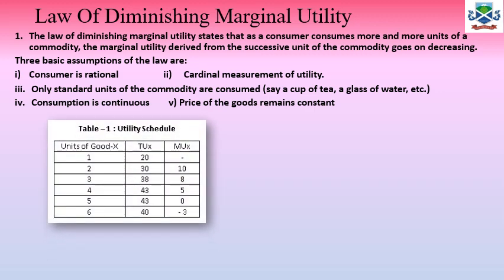Now, based on these assumptions, we derive a utility schedule, given here. The units of X you are consuming are 1, 2, 3, 4, 5, 6, and the total utility derived from the first unit is 20 utils, second 30 utils, third 38, fourth 43 utils, fifth 43 utils, sixth 40 utils.